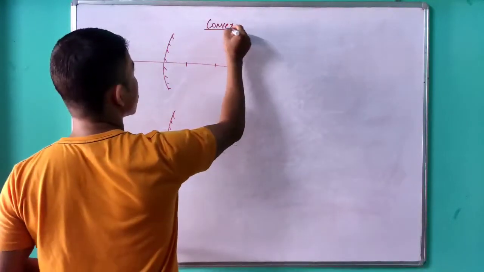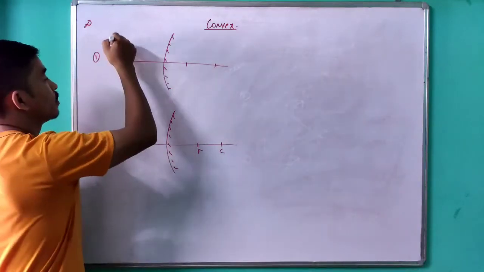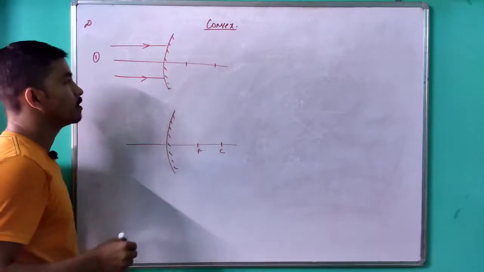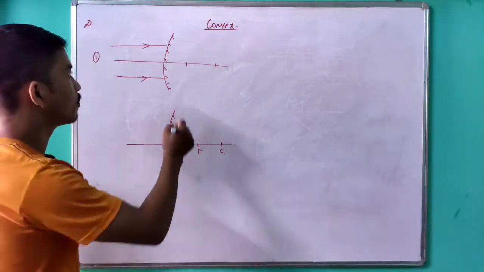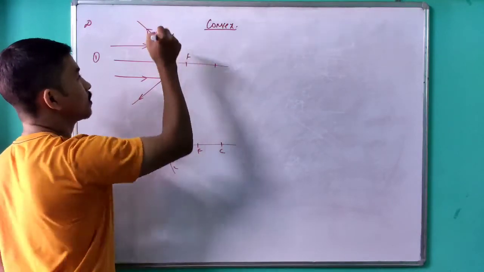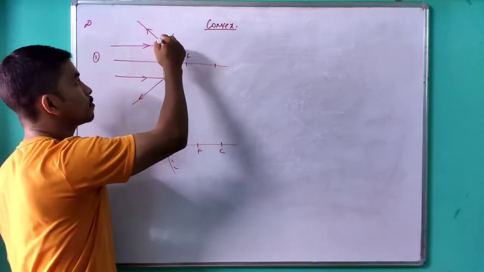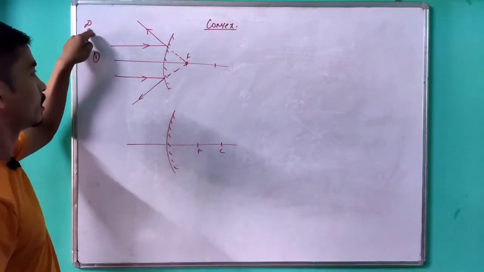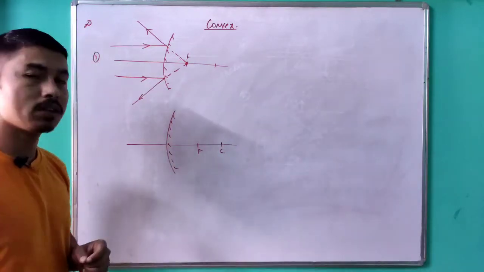Now coming to the convex mirror, first we consider the case when the object is at infinite distance. At an infinite distance, all the rays will come parallel. We know that in case of a convex mirror, when the rays are parallel to the principal axis, after reflection it will appear as if it is coming from the focus. So this is the focus. To obtain the image, I extend these reflected rays backward here. So when the object is at infinity, the image is formed at the focus, and the image is a virtual image, and also a diminished image.